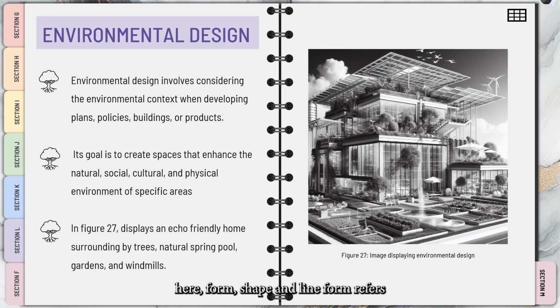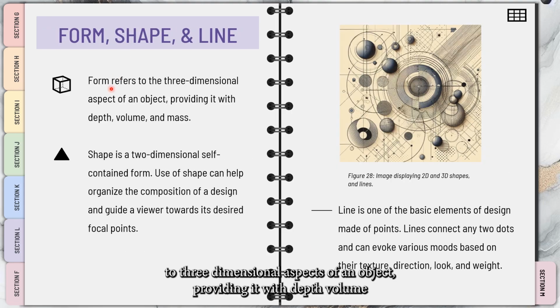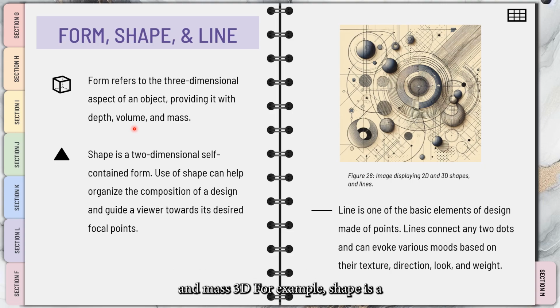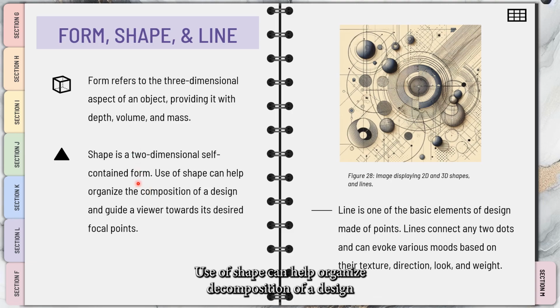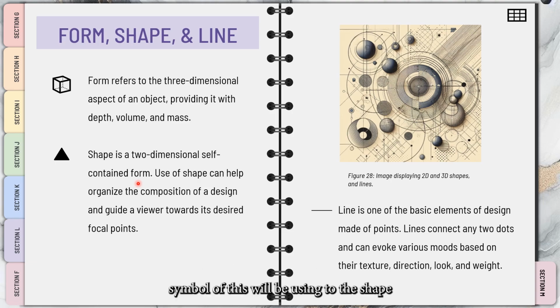Form, shape, and line. Form refers to the three-dimensional aspects of an object, providing it with depth, volume, and mass. A 3D shape, for example. Shape is a two-dimensional, self-contained form. Use of shape can help organize the composition of a design and guide the viewer towards its desired focal point. An example of this would be using 2D shapes, as seen here.